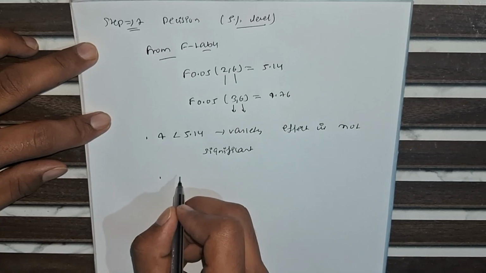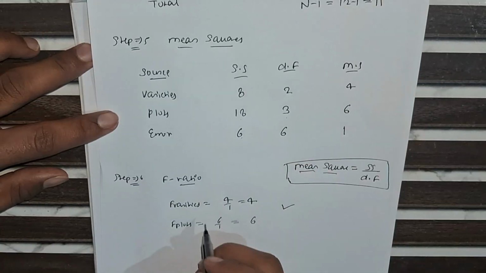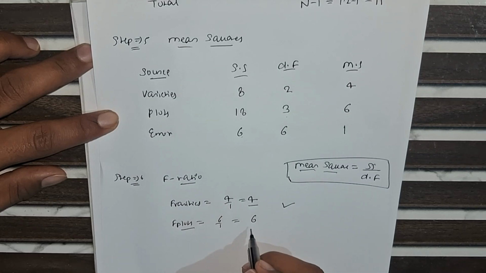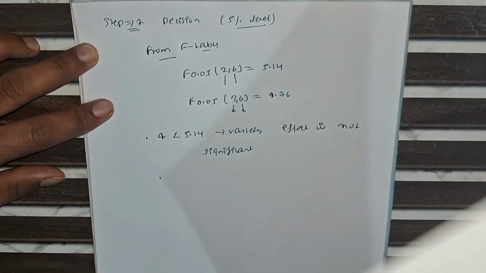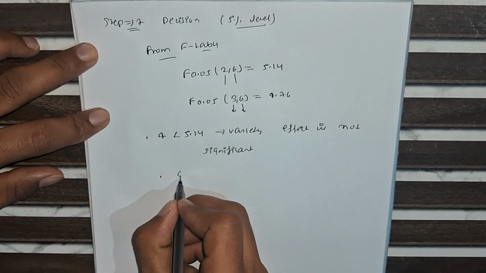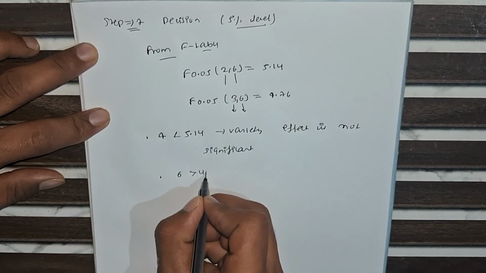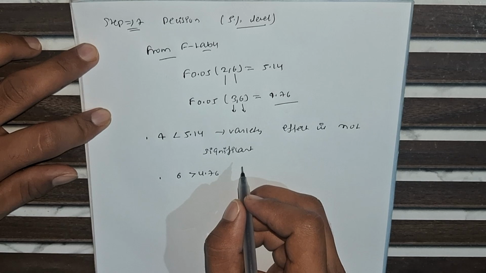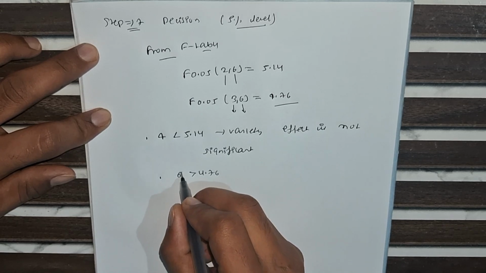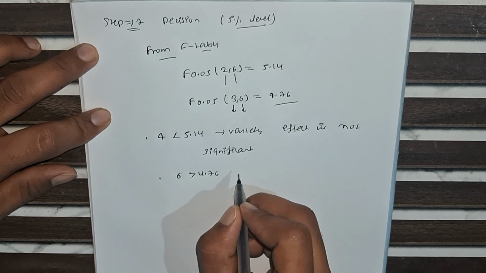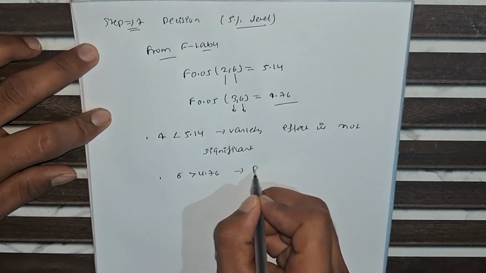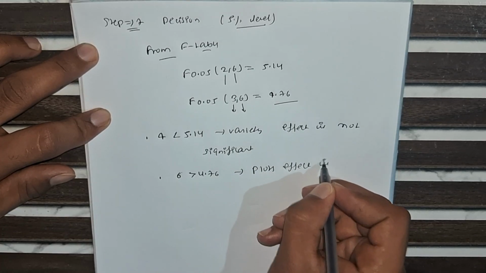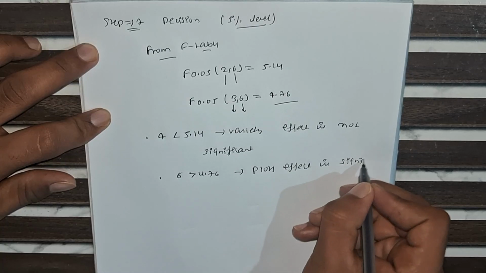And like that, the 4 F ratio was for variety, and this is for plots, where I will take 6. And 6 is greater than 4.76 for plots, meaning rows. So plot effect is significant. It means 6 is greater than 4.76, so we can say that the plots effect is significant.